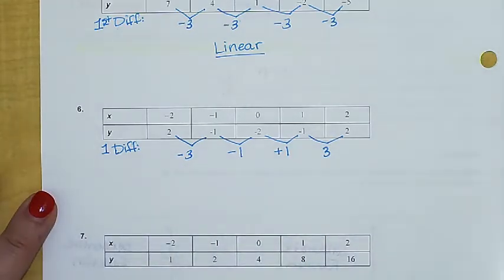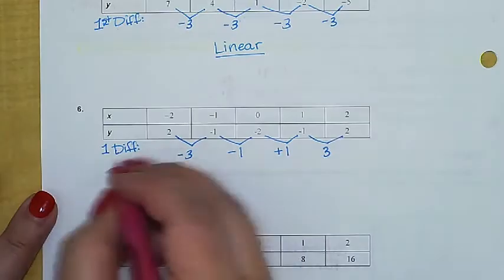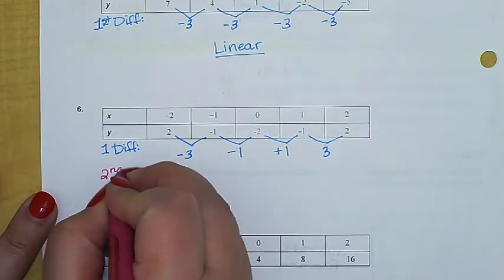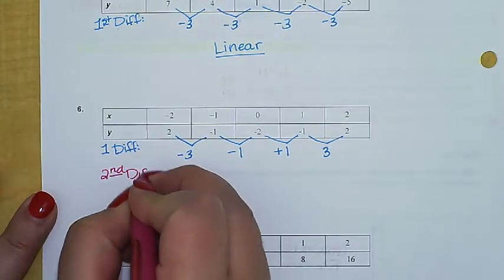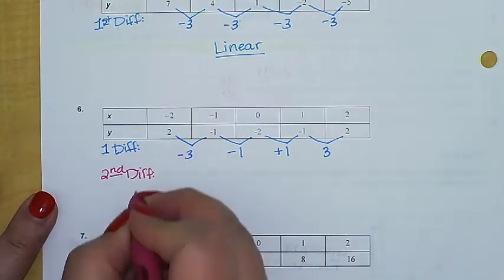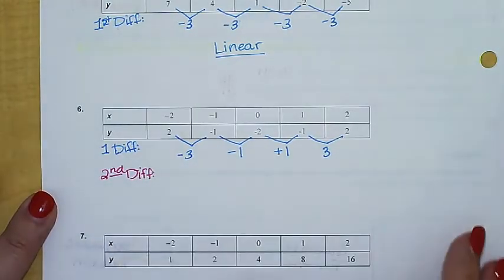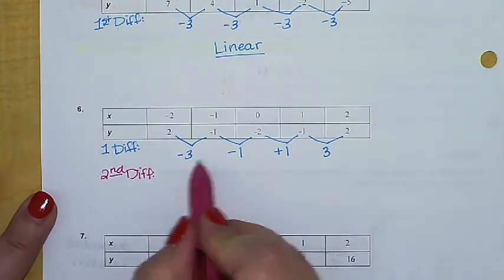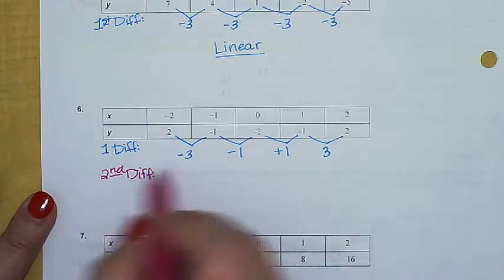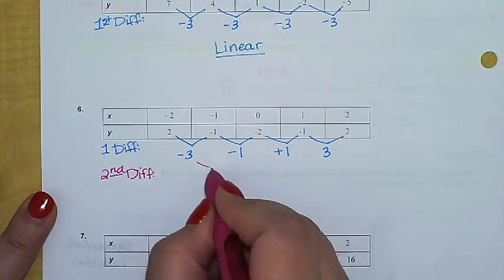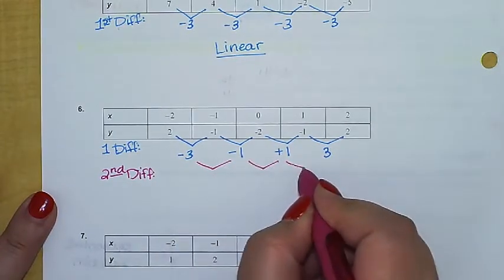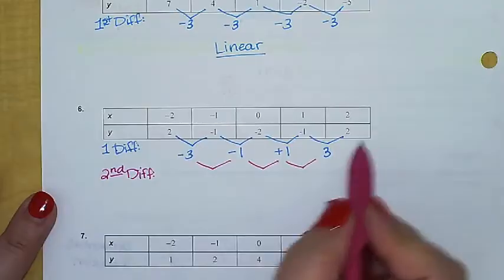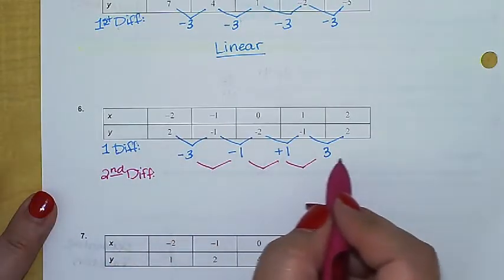However, since it didn't pass the linear test, I'm going to go on and test for the second difference, which is what we want to check for to see if this is quadratic. So I'm literally just going to do the same thing again, but to this row. So this is what we call the second difference, and it is a difference of the first differences. Okay, so instead of original data, I'm now going to see how did these guys change.